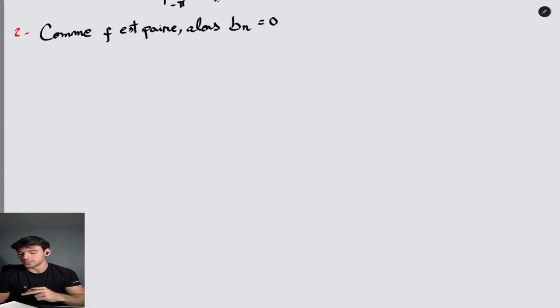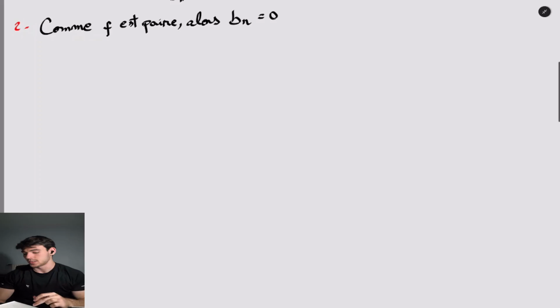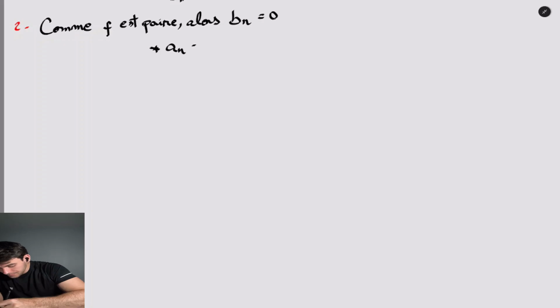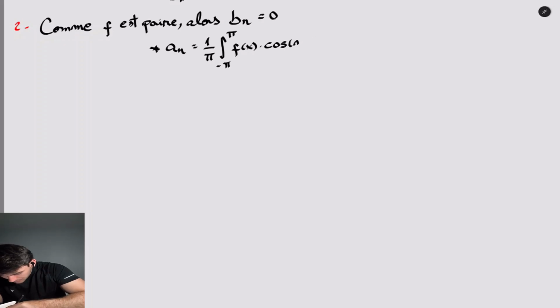All right, so I just erased everything and let's continue the exercise. Since f is an even function, then bn equals 0. So I guess it's clear now. And now we need to calculate a0 and an. So let's start with an. The formula is 1 divided by pi, integration between minus pi and pi of the function f of x times cosine of nx dx.